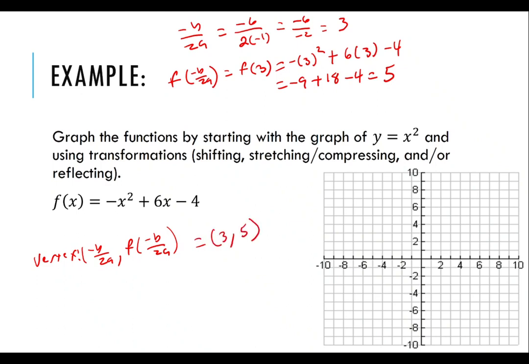Well, since I now know the vertex, I can go to 3, 5 and plot the vertex. Then we don't have any vertical stretches or compressions. There is an a, but it's 1, so there's no vertical stretches or compressions. But notice that there's a negative out front, which means that this thing must open down. And so if I wanted to open it down, I know that this thing will look something like this. Once again, this is a quick sketch. If we wanted to get it more accurate, we would need to pick values for x, plug them in, and get a few points to find this. Or we could find our zeros by completing the square, or using the quadratic formula.